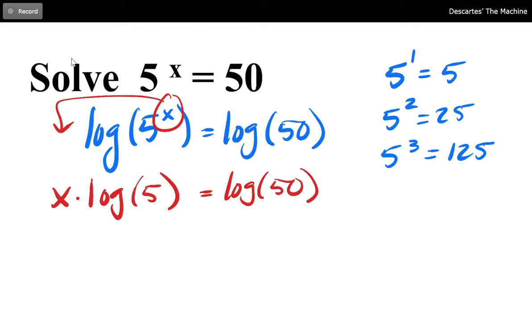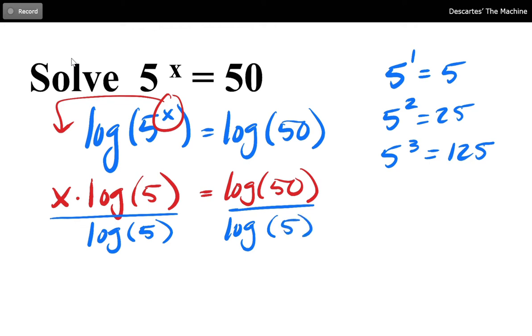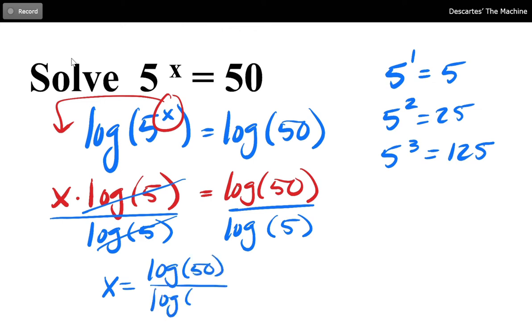Okay, now how do I undo multiply by log of 5? Well, I will divide by that. So I'm going to divide the entire left-hand side by log of 5, and I'll divide the entire right-hand side by log of 5. This will cancel, and the other side does not. My answer here is going to be x is equal to log 50 divided by log of 5.